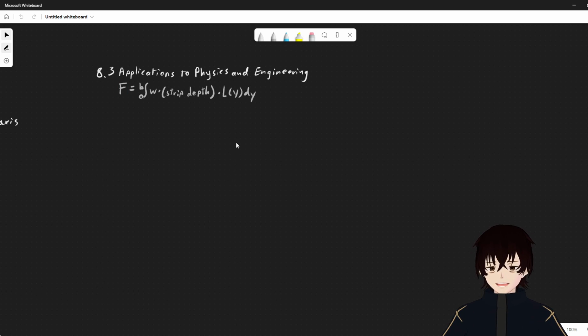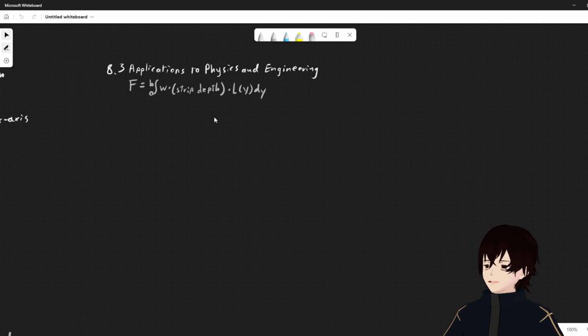Alright. For today, we got 8.3 applications to physics and engineering, and 9.1, which is modeling with differential equations. This one is... what is this about? Hydrostatic pressure and centroids. Okay, doesn't sound too bad. But first, the number one question we have is number 4, which is better expressed with a graph.